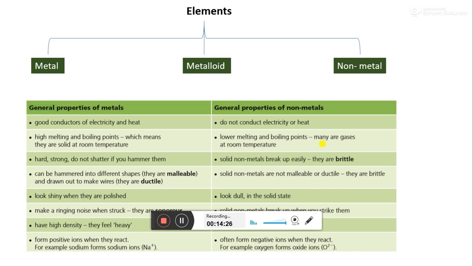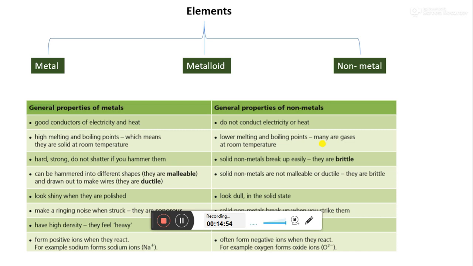Whereas non-metals do not conduct electricity and heat. But there are exceptions: a non-metal which conducts electricity is graphite, right? Which is used in your pencils. Now, metals have high melting and boiling points, which means they are solid at room temperature. Yes, all metals are solid at room temperature and they have high melting and boiling points.